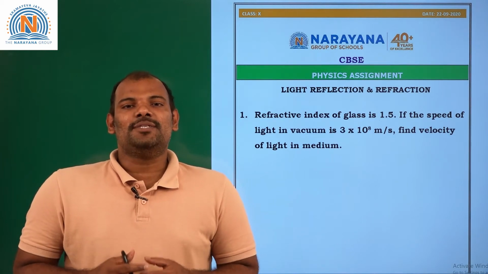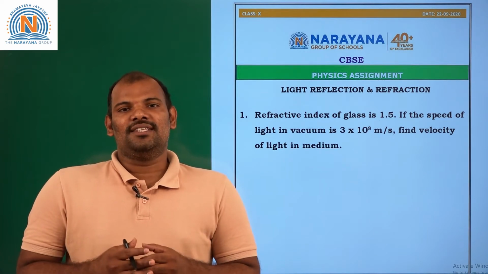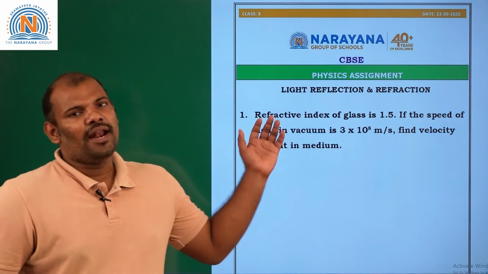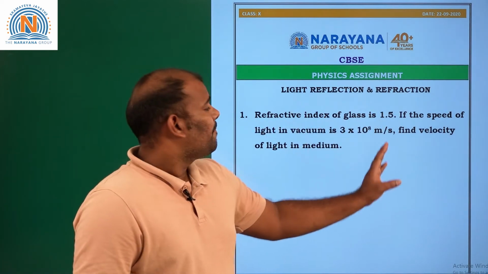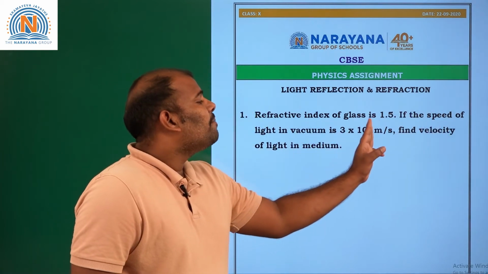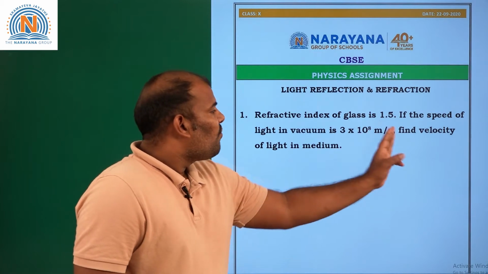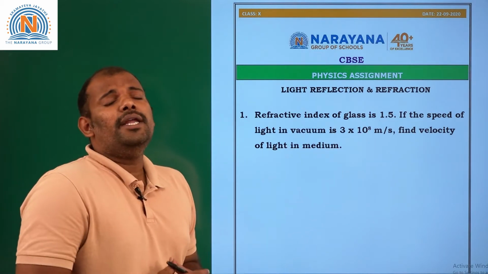Today I am here to explain physics assignment related to the topic refractive index. Let us see question number 1. Refractive index of glass is 1.5. If the speed of light in vacuum is 3 into 10 power 8 meter per second, find the velocity of light in that particular medium.